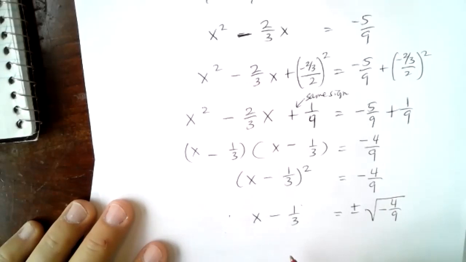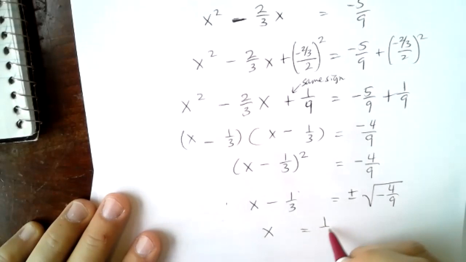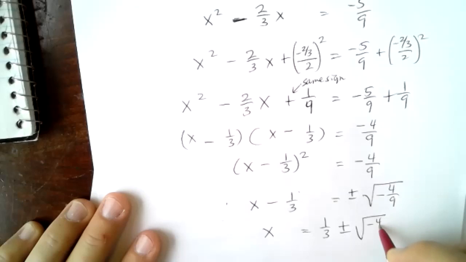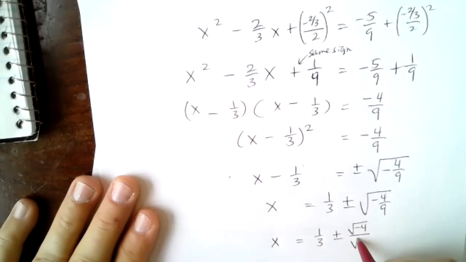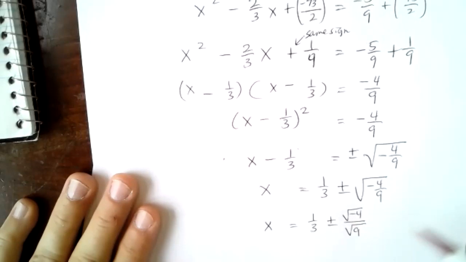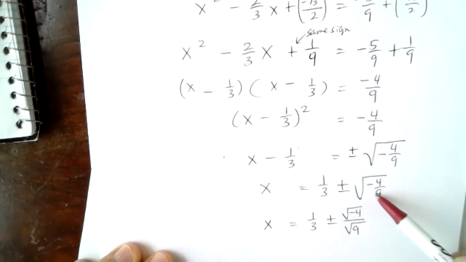Okay, so we're going to add 1/3 to both sides. So 1/3 plus negative 4 over 9. Now let's rewrite this. So this is going to be x equals 1/3 plus or minus the square root of negative 4 over the square root of 9. In this case, I was trying to do this in a smart way. So that negative goes with that 4, and that 9 would not be negative. So that's why I split that up like that.